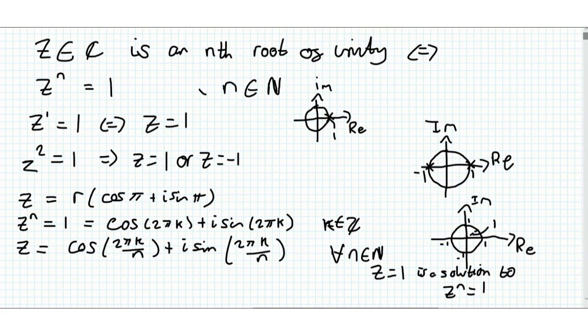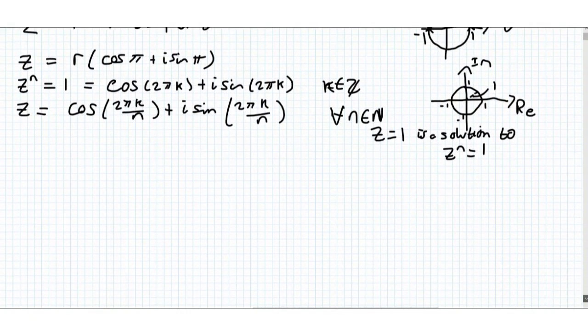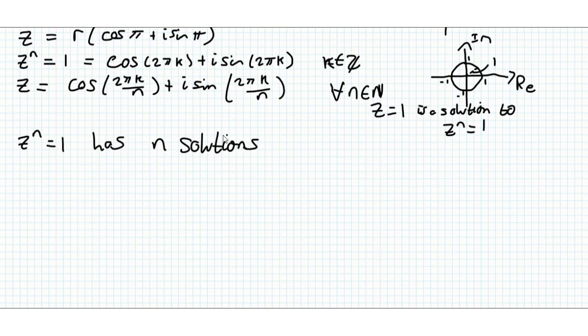Right, next up is, again, z to the n equals 1 has n solutions. And why is this? Well, if we put in k equals 0, this gives a solution. In fact, this gives us a solution, z equals 1. You can check that. And then we put k equals 1 in. Okay, so there's our second solution.